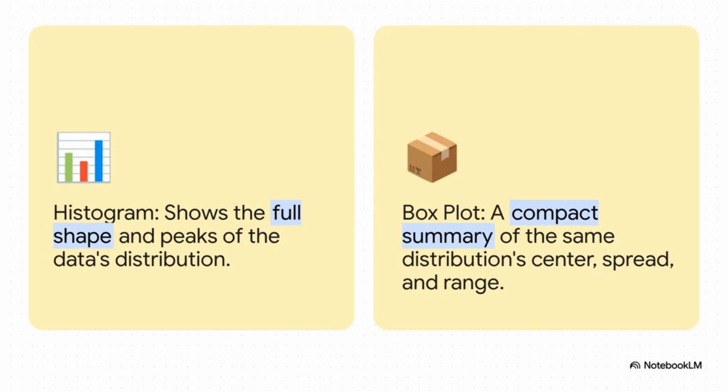And you can see right here how the two are directly related. The box part of the plot, that represents the middle 50% of your data. It's that main cluster you see in the histogram. The line in the middle is the median, the center point. And those whiskers stretch out to show the full range of the data. It's basically the whole story of a histogram, just told in shorthand.